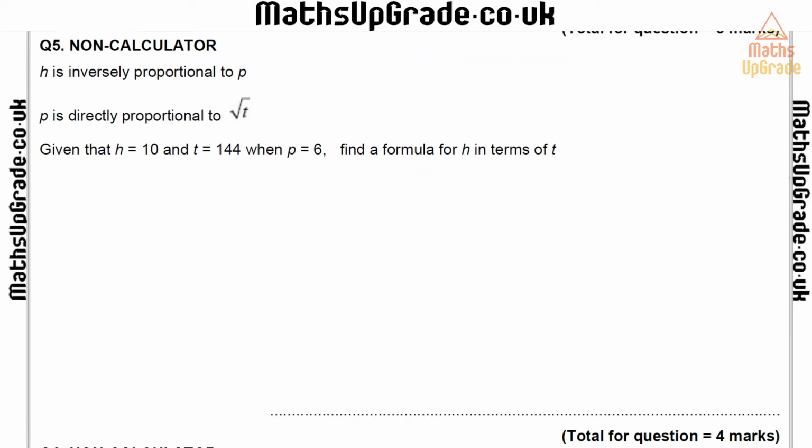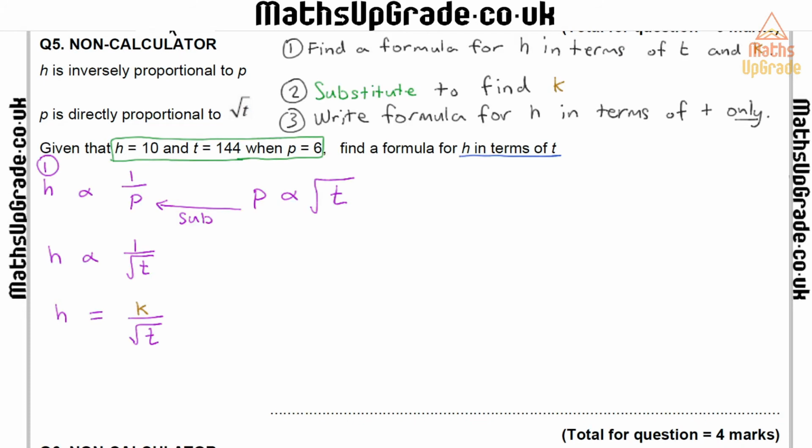In question 5, I'm told that h is inversely proportional to p, and p is directly proportional to the root of t. Given that h equals 10 and t equals 144 when p equals 6, find the formula for h in terms of t. So what I've got here is slightly different. I've got a letter being inversely proportional to another letter, and that second letter being directly proportional to a third letter. I'm told the values of all three, but I need to get h in terms of t. So these are the steps I'm going to take.